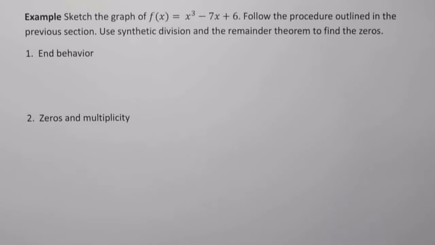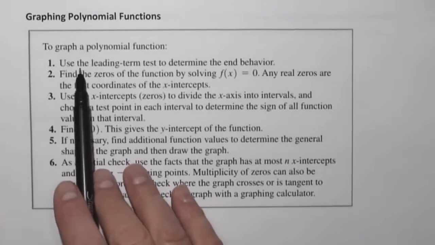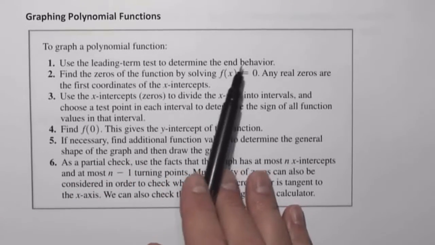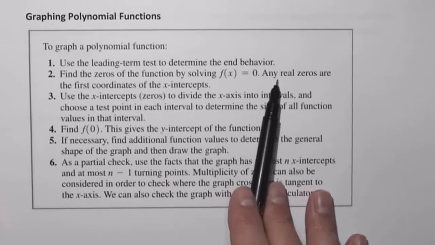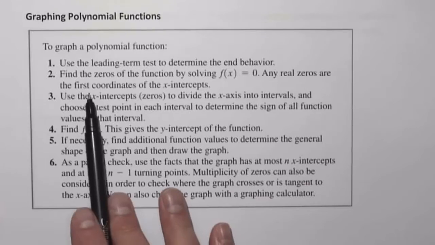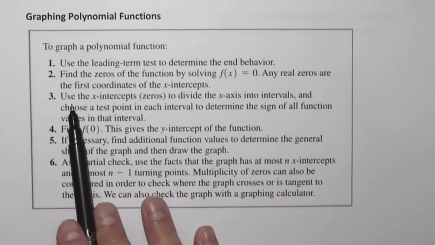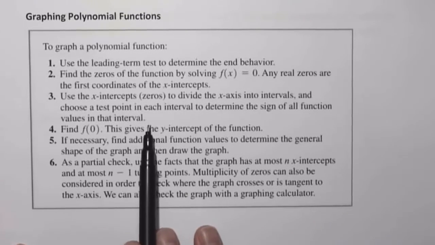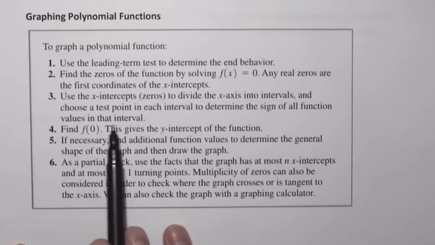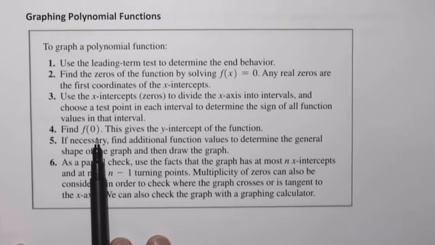Now, looking at our procedure from the previous section, to graph polynomial functions, we can use the leading term test to determine the end behavior. We can find the zeros of the function by solving f of x equals 0, and this gives us the x-coordinate of the x-intercepts. We can use the x-intercepts to divide the axis into intervals and then choose a test point to determine the sign of all function values in that interval. We can find the y-intercept by finding f of 0.